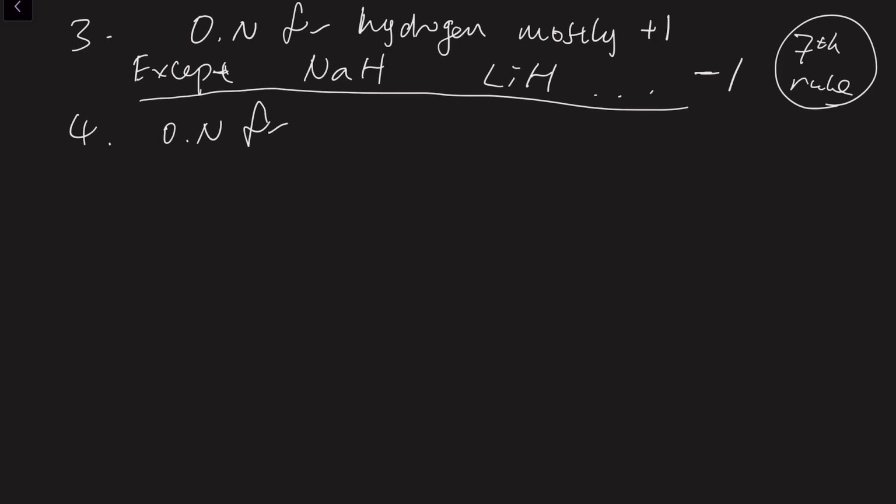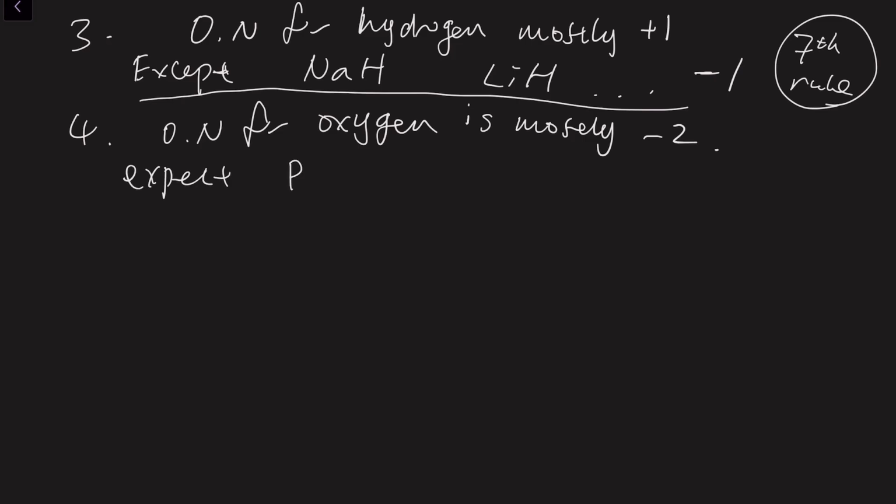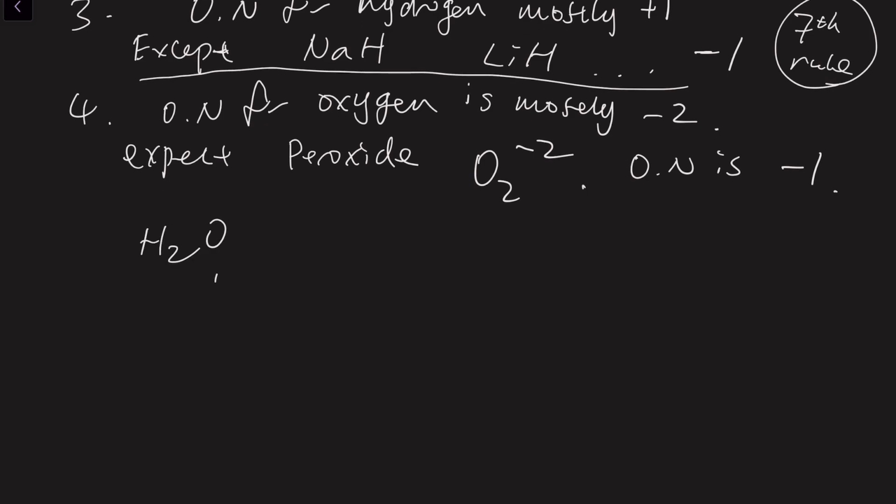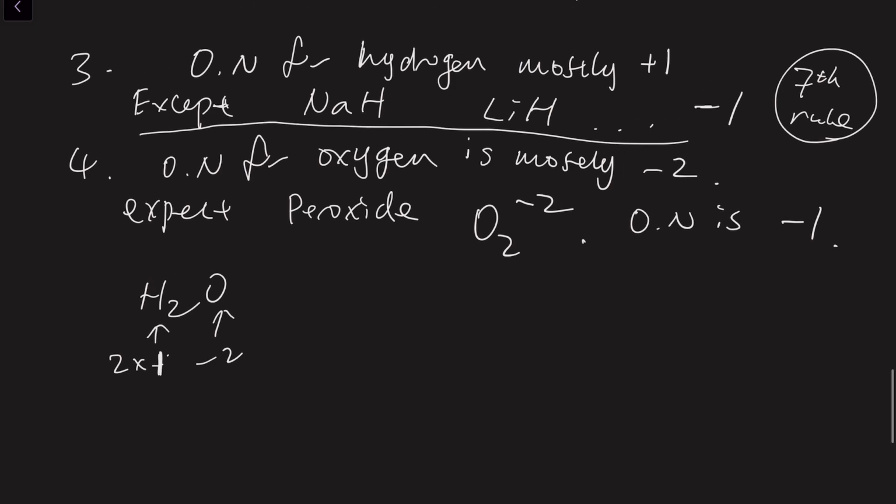Oxidation number for oxygen is mostly -2, except when you have the peroxide ion. In this case, the oxidation number is -1. So H2O: -2 for oxygen, and 2 times +1 for hydrogen. So in this case, hydrogen has oxidation number of +1 because hydrogen is not a group 1 metal.